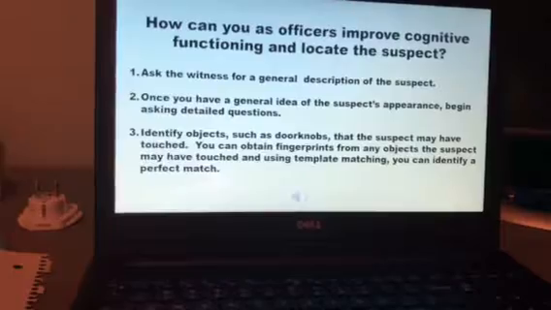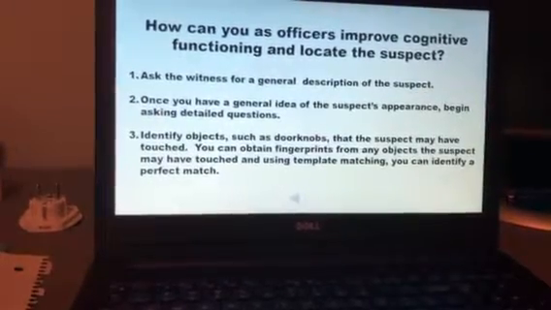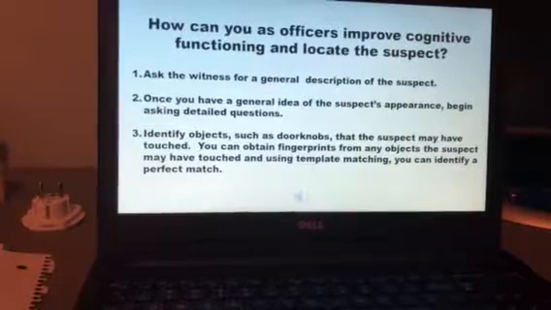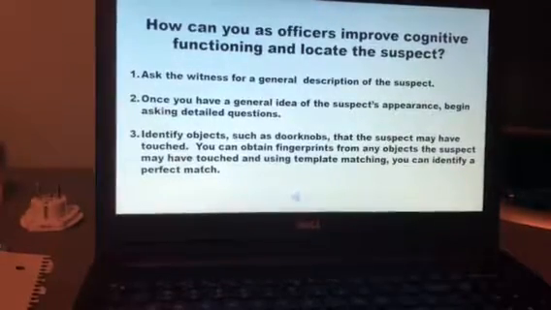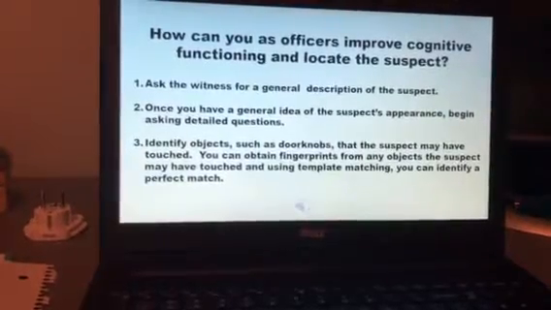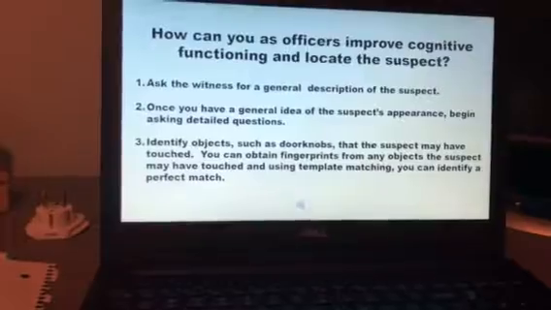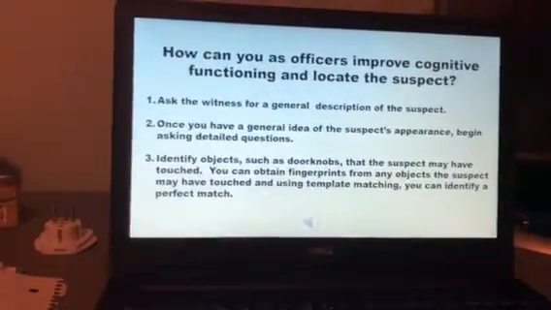Using a combination of the eyewitness reports, anything that the witness can provide to you regarding a detailed description of the suspect, and any fingerprints that you're able to obtain can help you to evaluate and determine who the suspect is with as much evidence as you can possibly obtain.